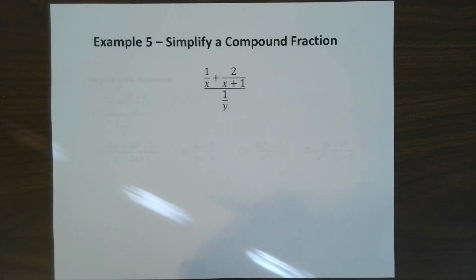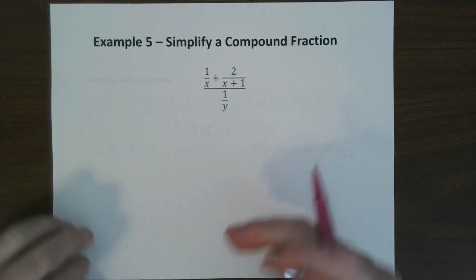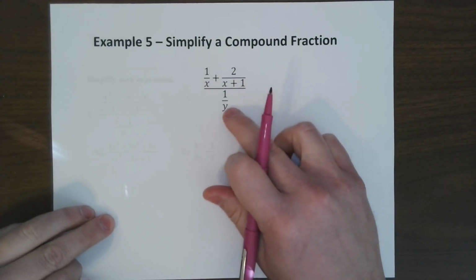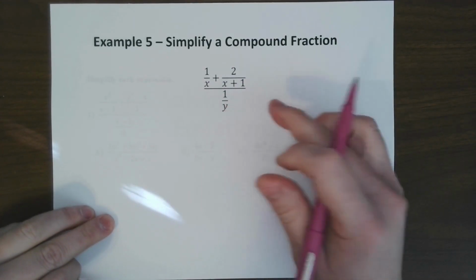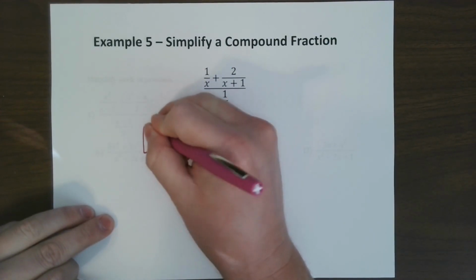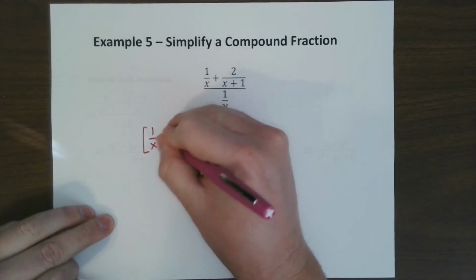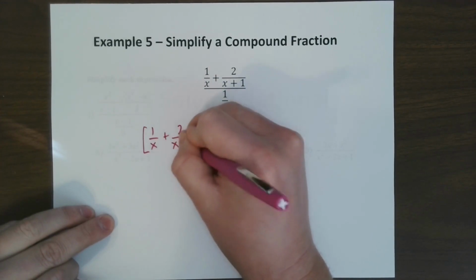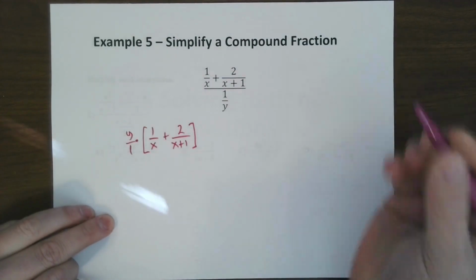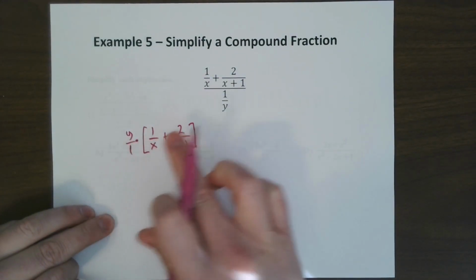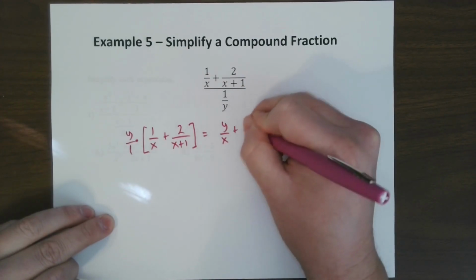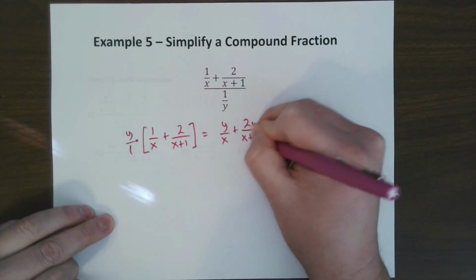Okay, how do we simplify a compound fraction? Basically, it's the same as before, but we have the 1 over y. So what I'm going to do is go ahead and flip that and distribute it. So I'm going to write the top, 1 over x plus 2 over x plus 1, and I'm going to multiply that by y over 1. So I'm going to distribute to the top. So I get y over x plus 2y over x plus 1.